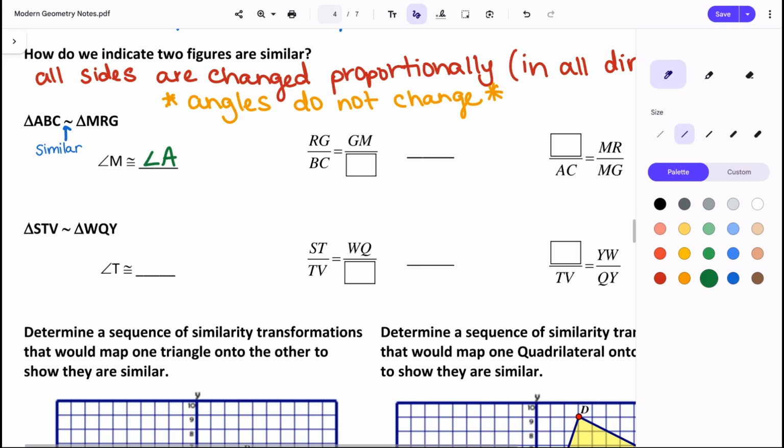So if you look at this one, RG is from which triangle? The first one or the second one in my statement? Second one. And GM is also from the second one, right? So they're setting it up where both pieces here came from the second triangle, which means both pieces here should come from the first. I'm given BC, I need to figure out what goes here. So now I just have to match it up with those letters. So what letters correspond to GM? C. Good, CA.